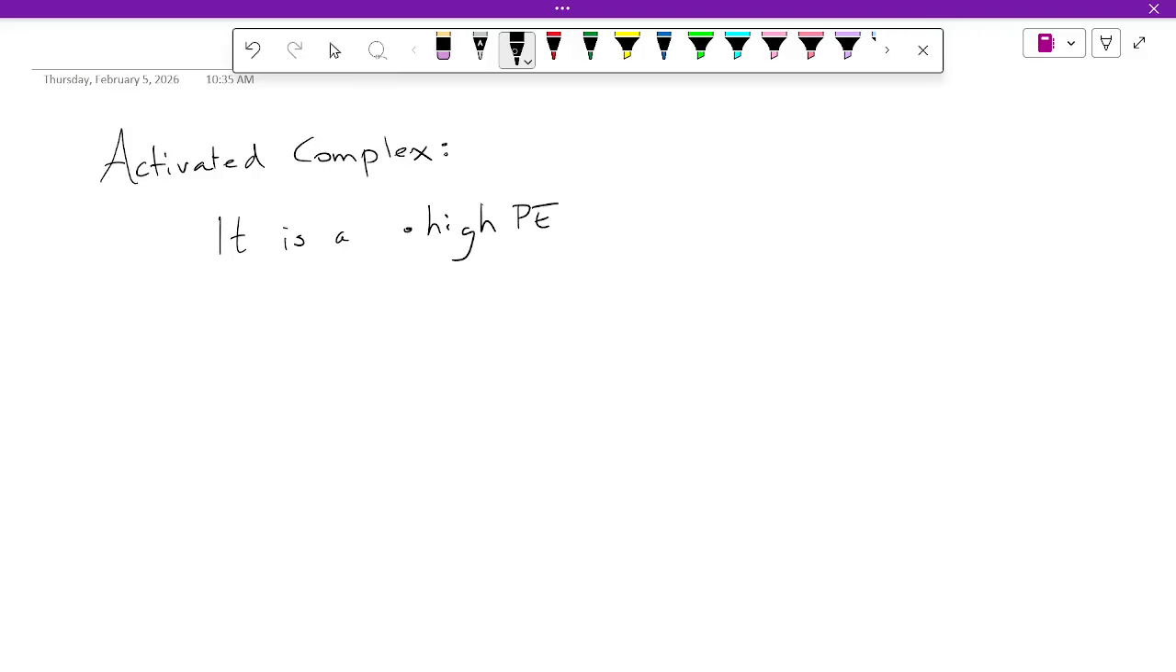Another thing about an activated complex, Gianna. Nope, that's okay. Alex. It happens really fast. It is short-lived. Okay, we're going to say it's short-lived. That happens really fast, that's along the same lines. All right, one more thing. Zoe. It's an unstable arrangement of atoms.